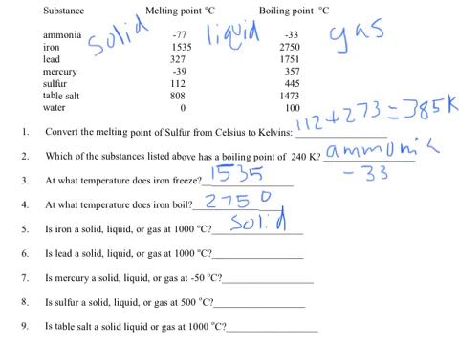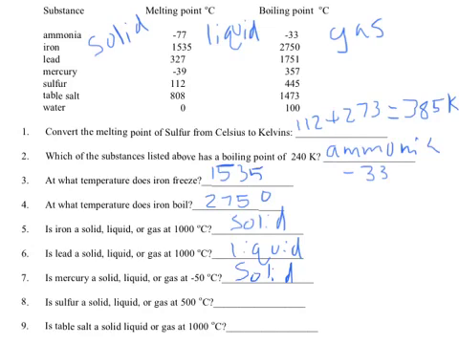Is lead a solid, liquid, or gas at 1,000 degrees? So here's lead. Think of a number line. 1,000 is in here, and that's in the liquid range. So hopefully you're seeing why it's a good idea to label our table like that. Let's keep going here. Is mercury a solid, liquid, or gas at negative 50? So let's find mercury, negative 50. Now think of a number line. Negative 50 is colder than negative 39, so the answer is going to be solid.